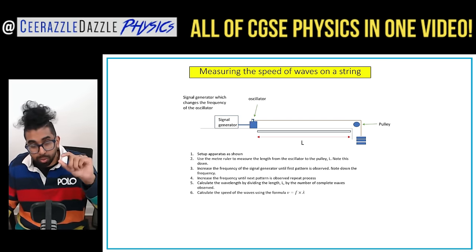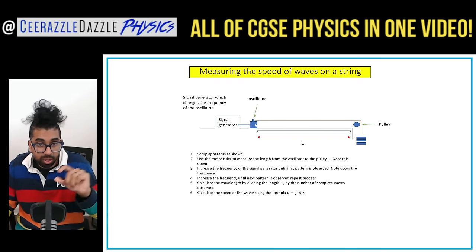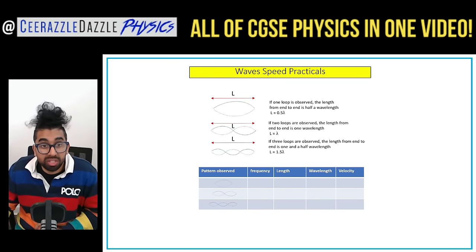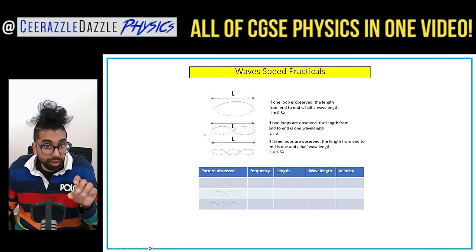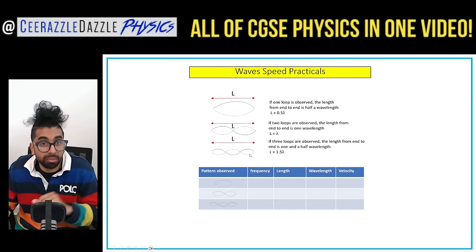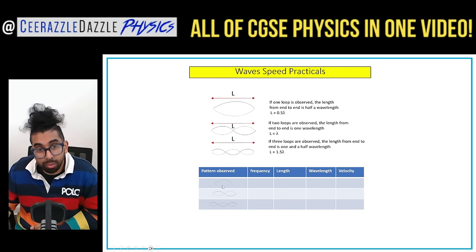First of all, as you change the frequency of the oscillator, you'll get different wave patterns being formed. The wave patterns that you will see will be the following. The first one you'll see is one complete loop for the first frequency. Then as you crank up the frequency, you'll see two loops. If you crank up the frequency even more, you'll see three loops. Then we're going to get the following table.